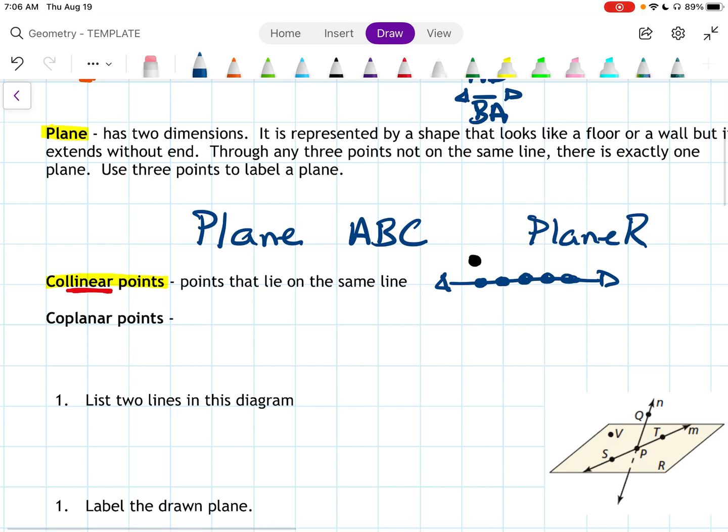Right. Next up, we have coplanar, right? We have the word plane. Okay, coplanar points are points on the same plane.